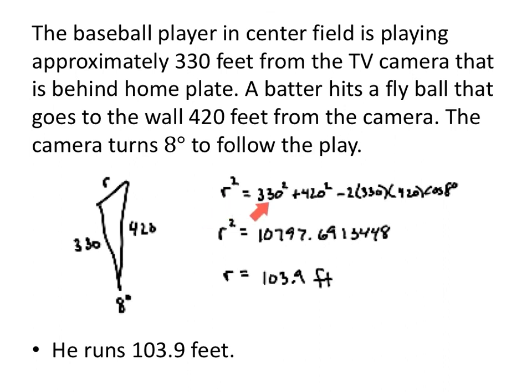that R squared equals 330 squared plus 420 squared minus 2 times 330 times 420, cosine of 8 degrees. I do all of that in my calculator at one time. Find the square root. 103.9 feet. He runs 103.9 feet so quickly that he probably makes that catch look easy. Baseball. There's a lot of math in baseball, but it doesn't all have to be statistics.